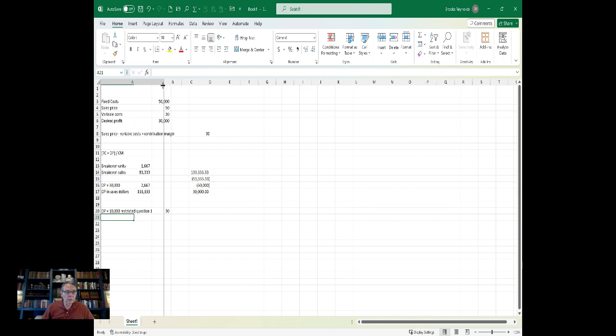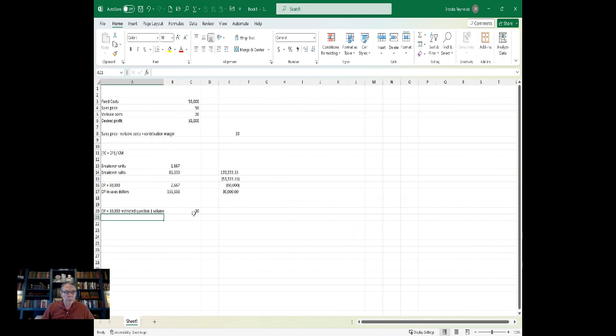Just pull this out a little so we can see. So then we're going to have 50,000, and that's going to be plus 10,000. All right, and so we're limited to this volume, okay? So then this is going to be our new contribution margin.